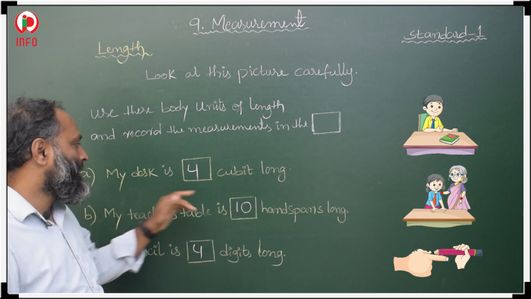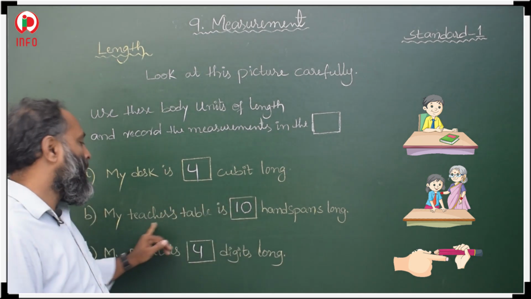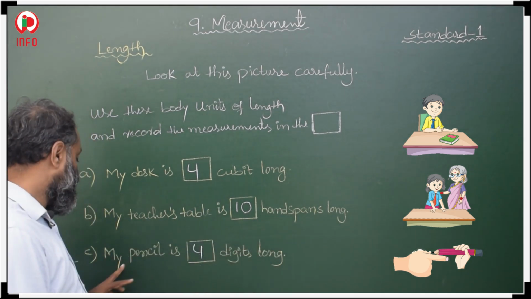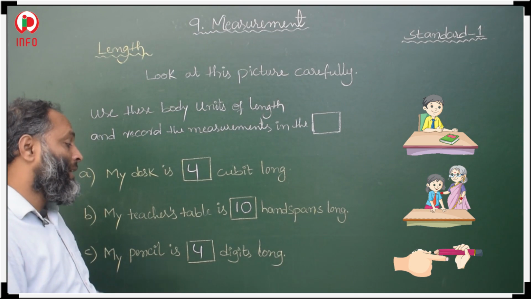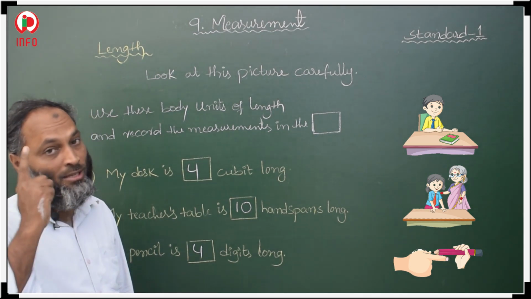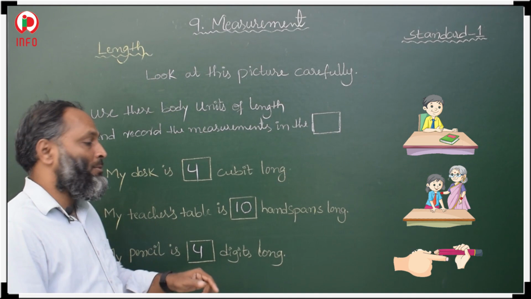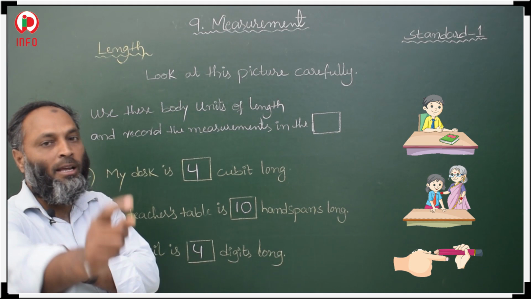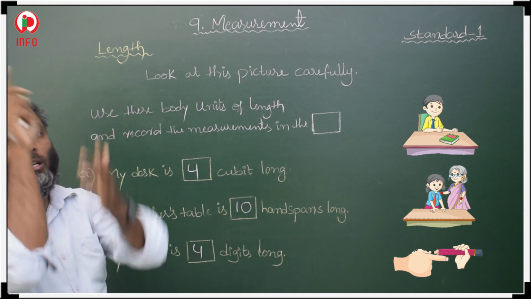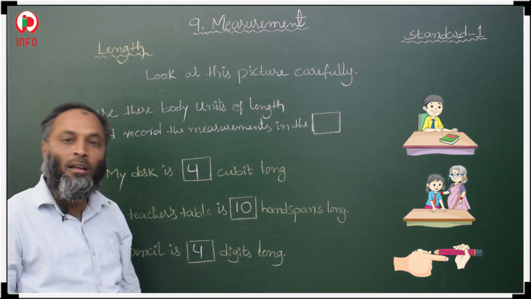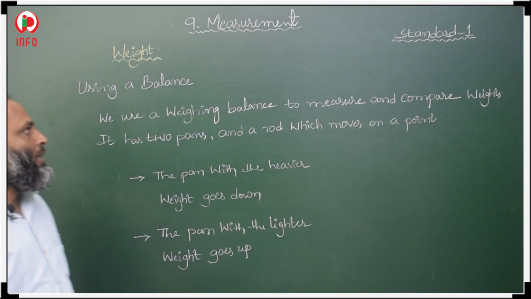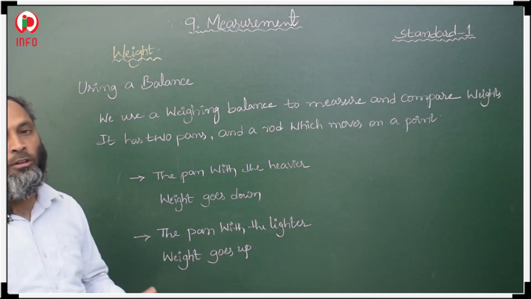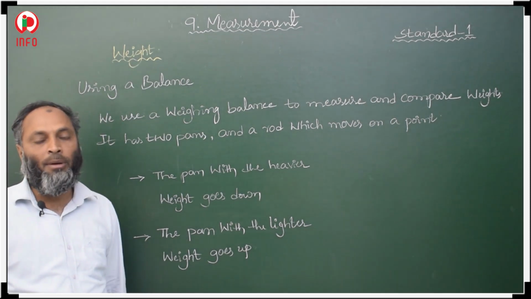First you measure your desk using cubit, and here find the length of your teacher's table using hand span, and find your pencil length using digit, okay. Digit means first finger length is 1 digit, and hand span means the distance from thumb to the last finger, that is 1 hand span, and cubit means elbow to the middle finger, the total distance. Okay. Now students, weight. About length we completed, so how to measure length using our body parts, okay.